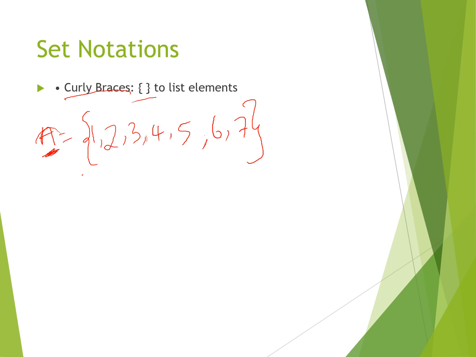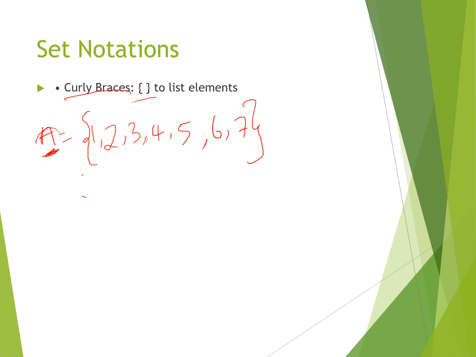So the first thing you have to know is that for you to represent sets or to list the elements of a set, you need to enclose them in a curly bracket. Then secondly, you must separate each element with a comma.